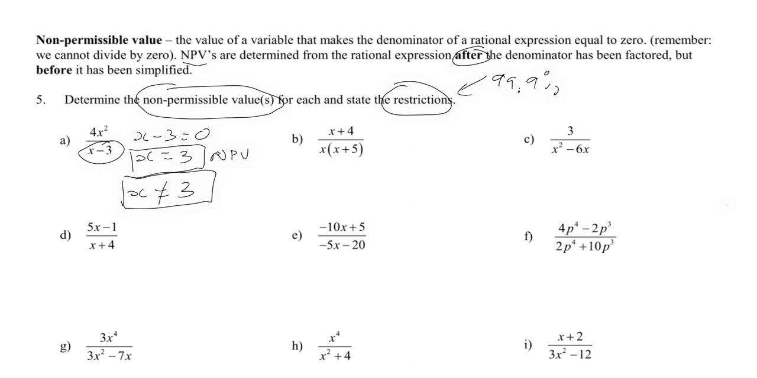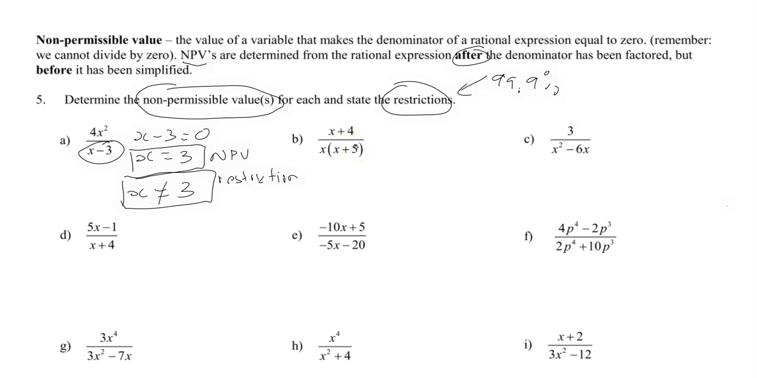The restriction is what can't x be? And so what we do is just take the non-permissible value but write it with a not equals. So this is the restriction. The restriction is just saying x cannot equal. Okay, and you'll see questions on the diploma, and they're going to list restrictions. Okay? All right, so let's look at this one at a time.